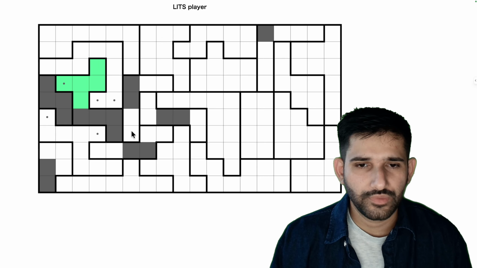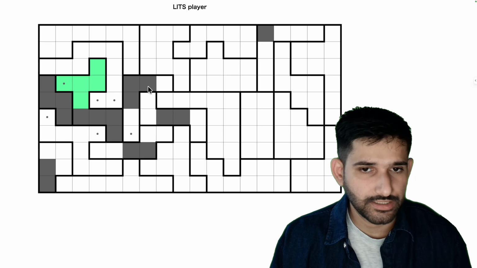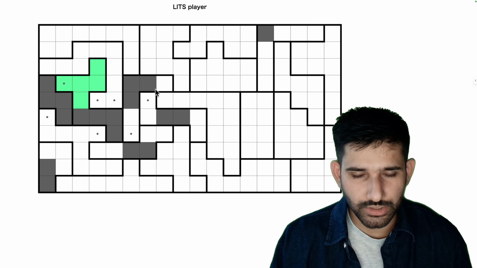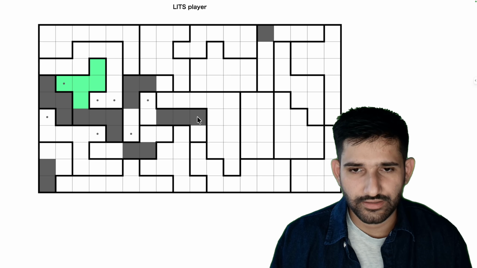And now this one cannot be shaded because then it will make an I tetromino, which will make a 2 cross 2 region again. So this is unshaded, which means this has to be shaded at least, which means this is unshaded because of the 2 cross 2 rule. That means this is shaded.